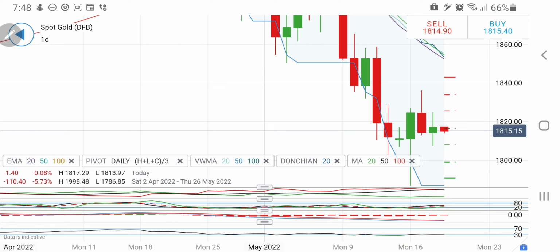Above 1818 my target is towards 1822 and then 1825, and beyond that we may see a stronger rise towards 1830 and 36 levels. So you can take your positions accordingly. This is all for gold. Now let's have a look at silver.